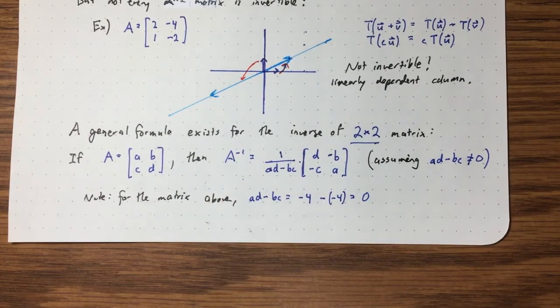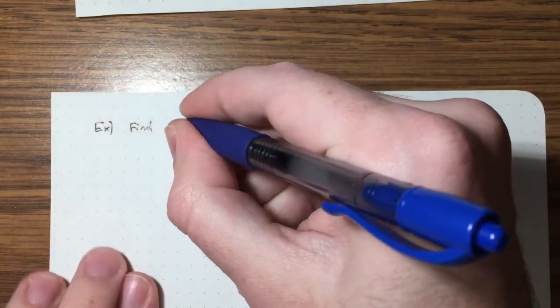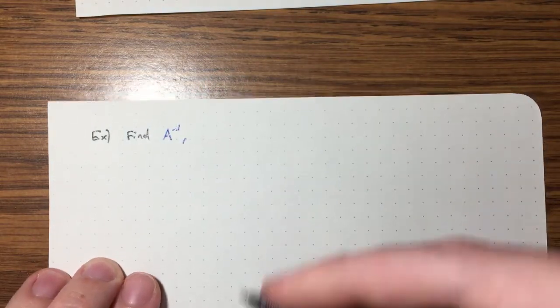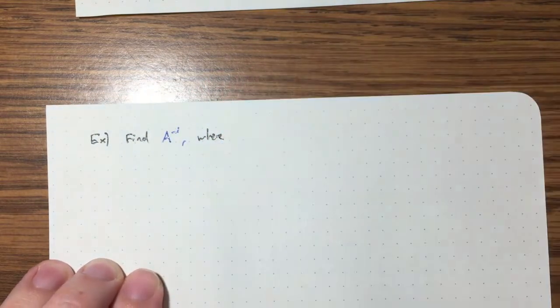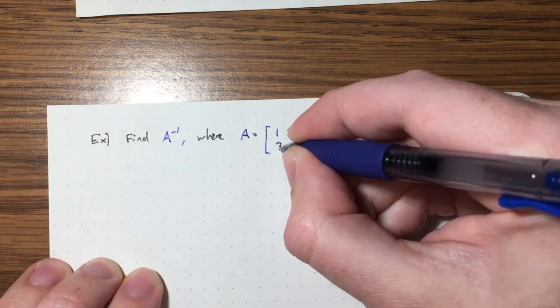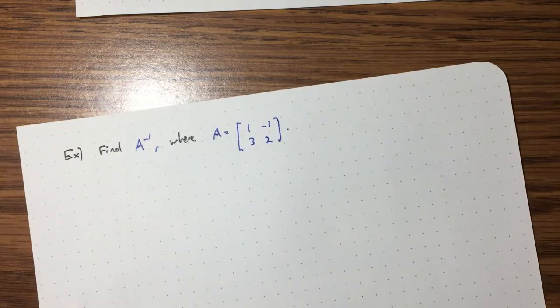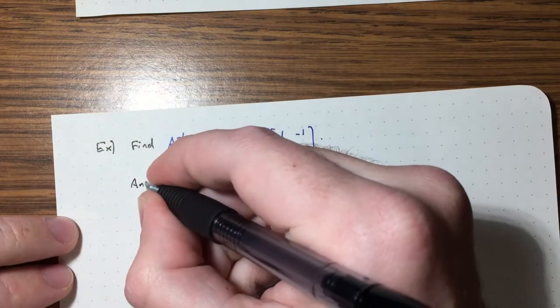I want to do a quick example just using this formula to show you how useful it is. So let's find the inverse of a matrix A, where A is 1, 3, negative 1, 2. Okay, what is A inverse? Well, let's just write down the answer.